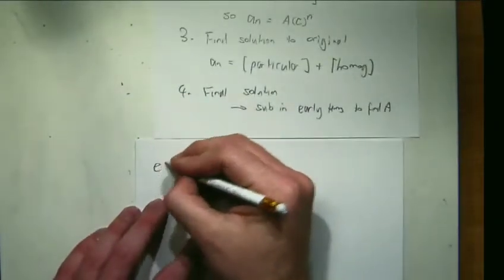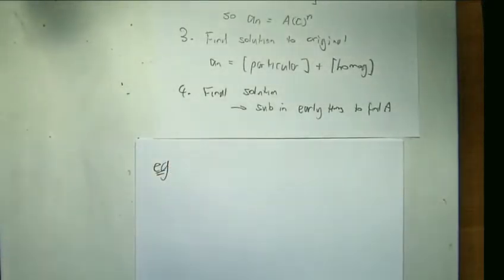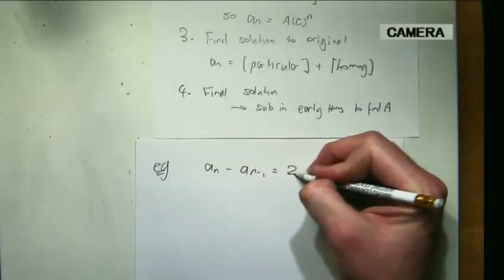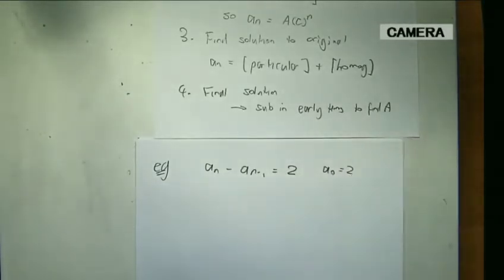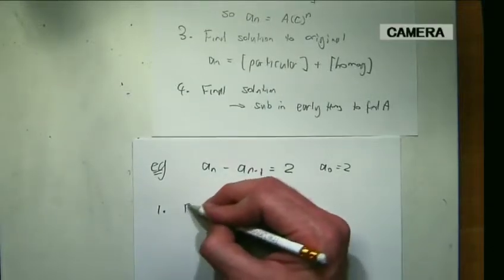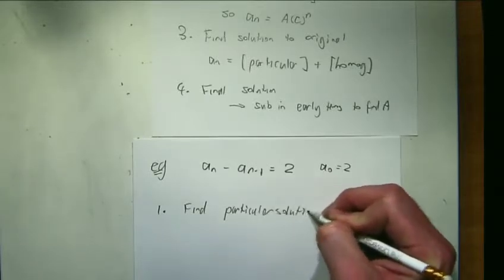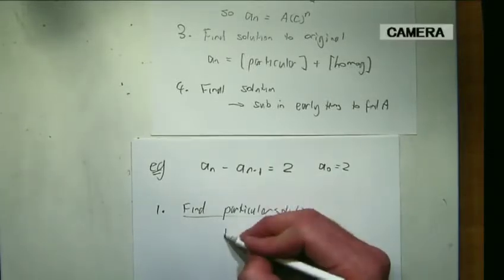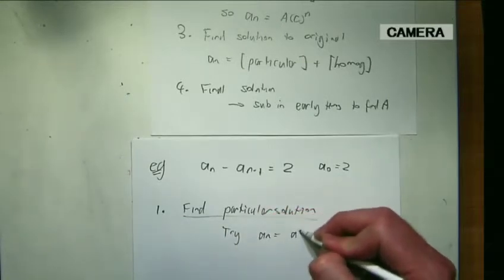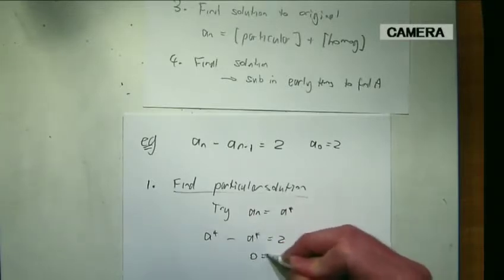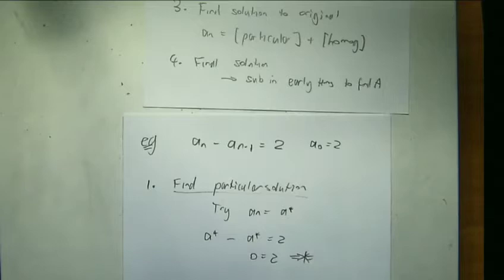Okay, so your example is something like a_n minus a_(n-1) equals 2, a_0 equals 2. And we'll solve that. So first, find a particular solution. And so we'll try a_n equals a star, and we'll get a star minus a star equals 2, 0 equals 2. That's a contradiction, so that's not going to work.